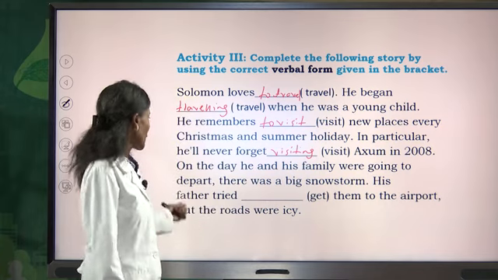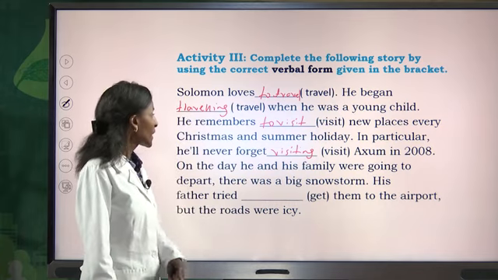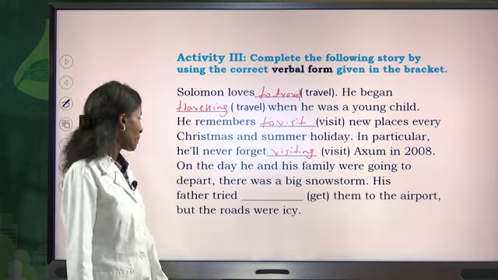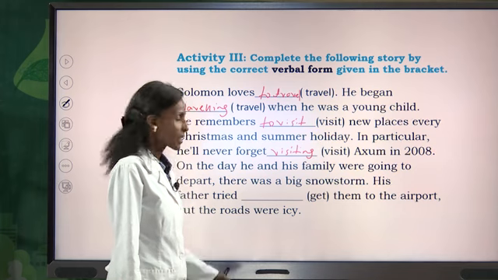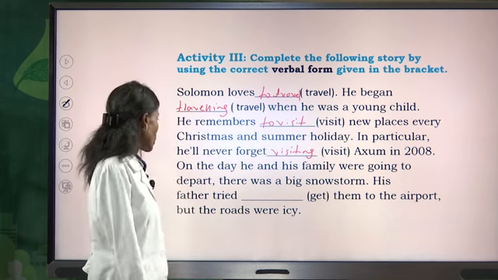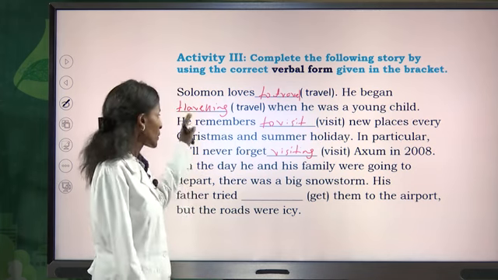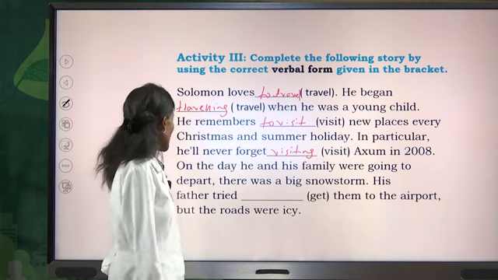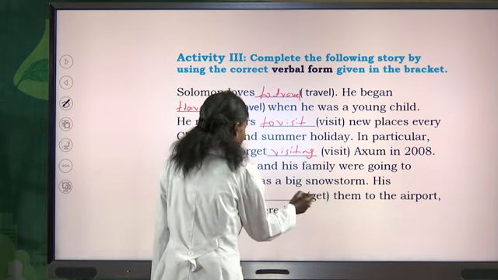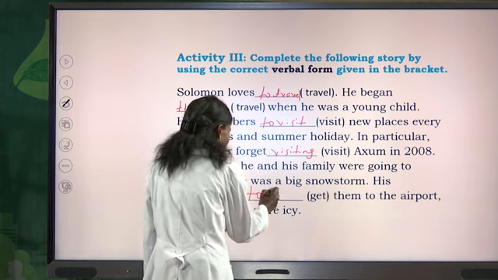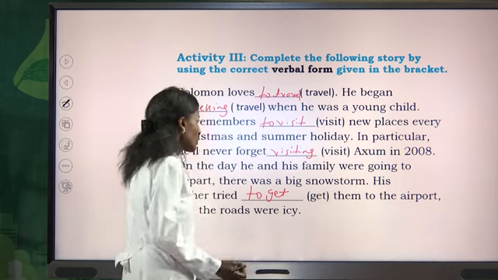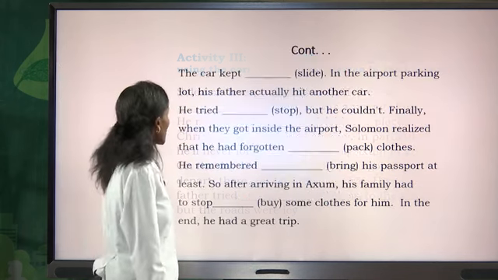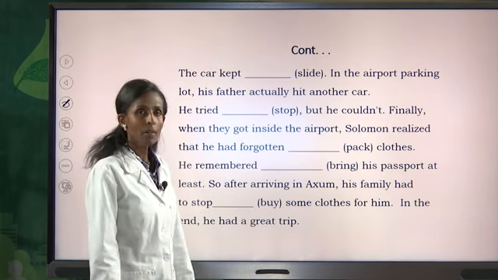So visiting Aksum means on the day he and his family were going to depart, there was a big snowstorm. His father tried dash get them to the airport, but the roads were icy. This is, by the way, a very interesting story. When you complete it, you'll read it once again as a full story. So his father tried to get them to the airport, but the roads were what? Unfortunately icy, okay.